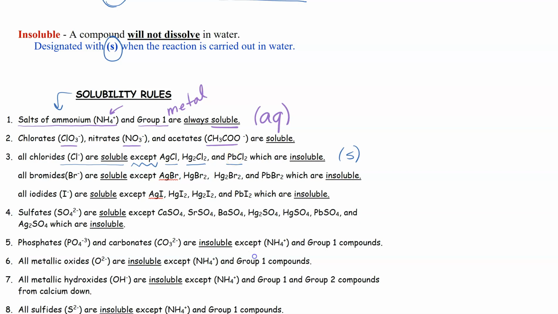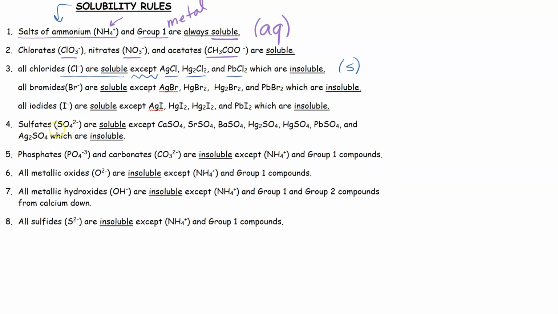If you scroll down, you see that sulfates are soluble, except, and the list is growing. And then somewhere around number 5, we see that it turns the other way. Phosphates and carbonates are insoluble, except for the ammonium and group 1, which we saw up in number 1. There are no contradictory statements in these rules.